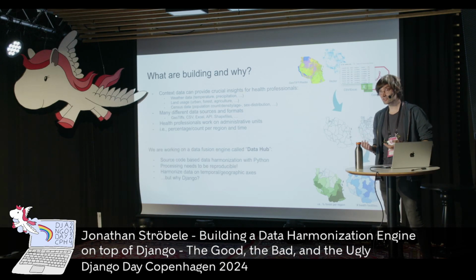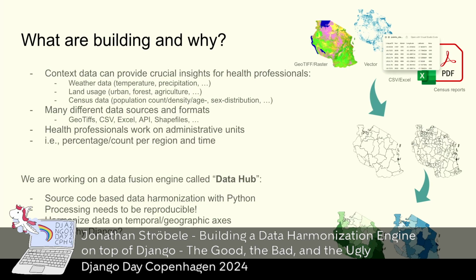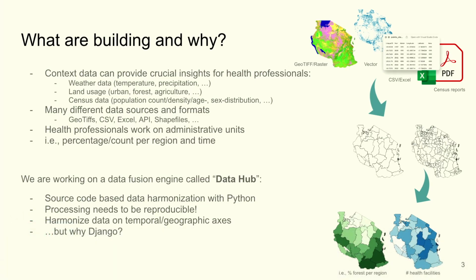It's a data fusion engine. We call it the Data Hub, and it's a data harmonization engine written in Python, so the user can define data processing in actual Python code. The system is open source, and since the data processing is based on Python code, the actual routines are reproducible, because you just need to execute the code and can then go from the raw data to the processed data again. This system we built aims to harmonize the data on a temporal and geographic extent.